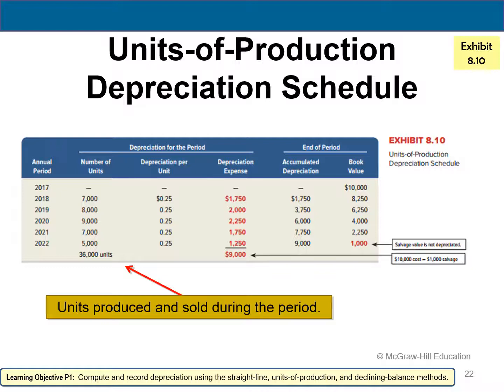So in a schedule format, your depreciation expense is going to vary based upon the number of units that you're going to sell each period. So in this case, in 18, they think they're going to sell 7,000, in 19, 8,000, 20, 9,000, and so on, right? So the depreciation cost per unit isn't going to change. It's always going to be 25 cents. But the number of units is changing, therefore your depreciation expense is changing each period. Okay?